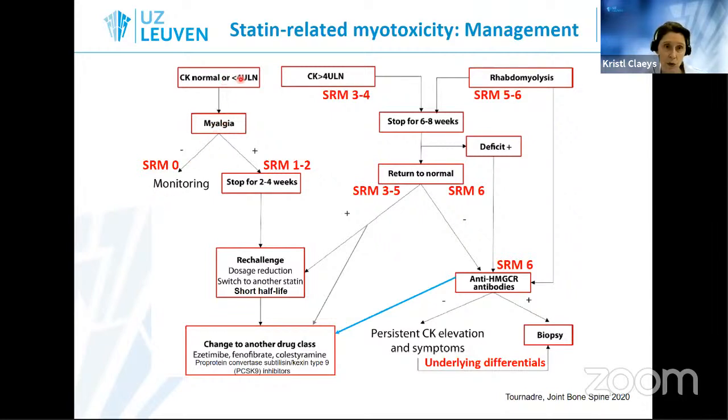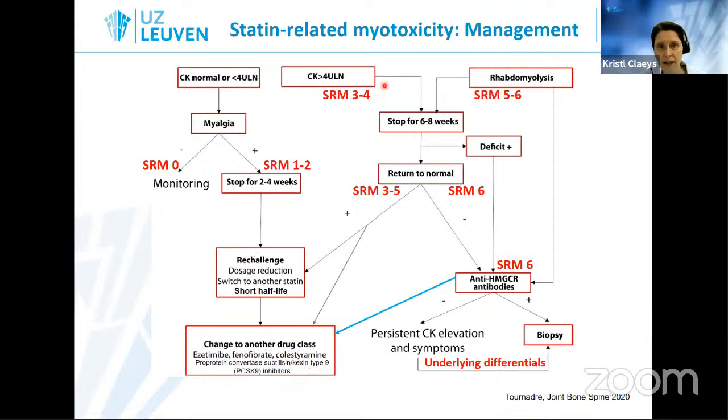If there is either normal CK or slightly elevated with myalgia, then you have the statin-related myotoxicity type 1 or 2. Then you could stop for 2 to 4 weeks and try a re-challenge where you could perform a dose reduction, or you could also switch to another statin with a shorter half-life, for instance, fluvastatin. Or you could also change to another drug class, of course, like ezetimibe, fenofibrate, cholestyramine, or the newer PCSK9 inhibitors.